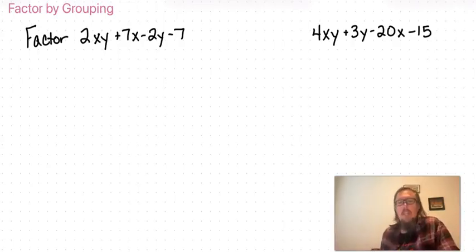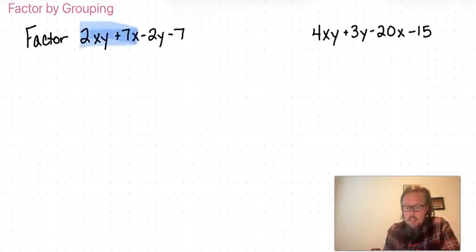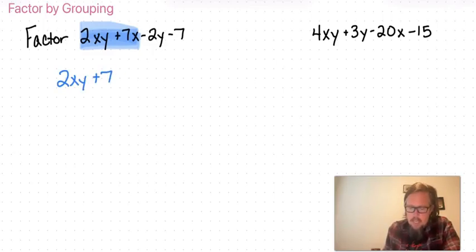Factoring by grouping comes up a lot when you have four terms, but not only then, we can also use it when we have three terms, which I'll show you how to do a little later. But factoring by grouping works like this. What we do is we group just the first two terms together. So our first two terms here are 2xy plus 7x.